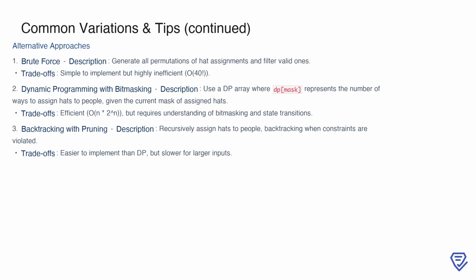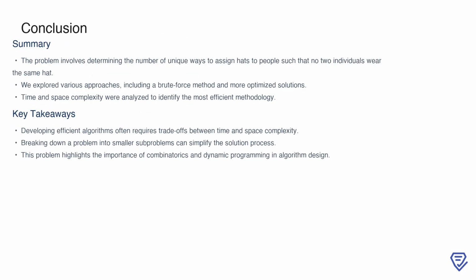Another alternative is backtracking with pruning, where you recursively assign hats to people and backtrack when constraints are violated. This method is easier to implement than dynamic programming but tends to be slower for larger inputs. Understanding these trade-offs helps you choose the best approach based on the problem's constraints and requirements. Great job following along. To recap, we discussed the problem, analyzed different approaches, and highlighted key takeaways. Remember, practicing problems like this helps sharpen your algorithmic thinking.